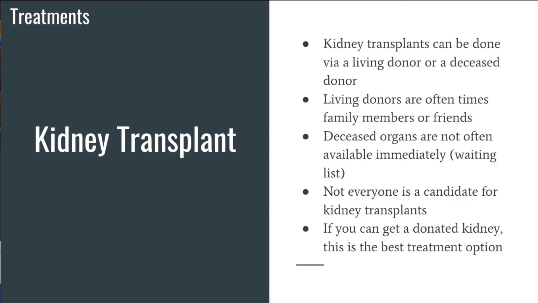Another option is to get a deceased organ, and this is from someone who has recently passed away, and these are not often available immediately. Usually, there's a pretty long waiting list, and you don't know how long it will take until you are able to get a kidney. A lot of you guys are at that age where you're starting to learn how to drive, and you may have been prompted the question on whether you would like to be an organ donor.